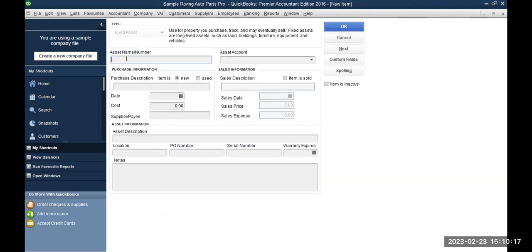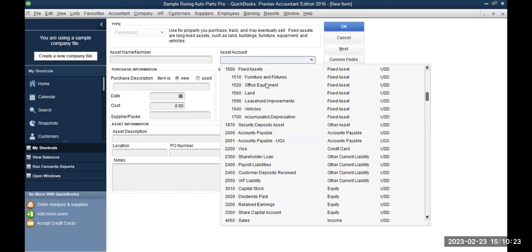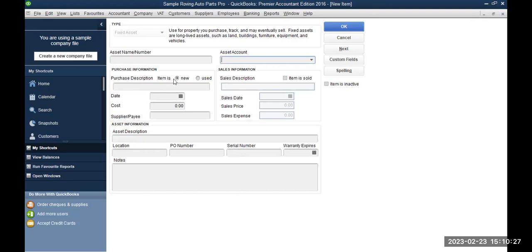Okay, then you give the details: asset number, which account you assign it to, furniture, fittings, office equipment, and so on. Is it a new item? Is it a used item? What is the purchase description? Of course, if you sell it, what is the sales description?